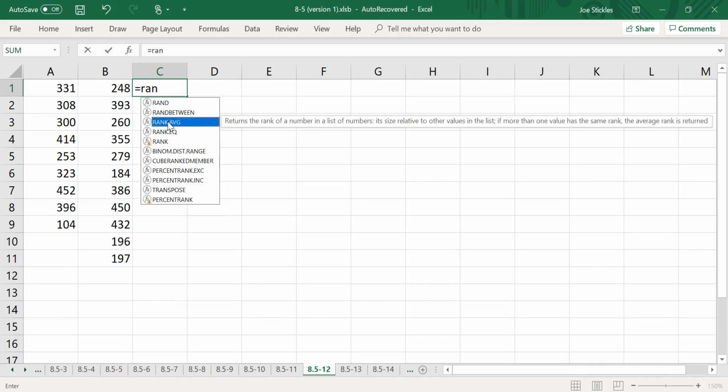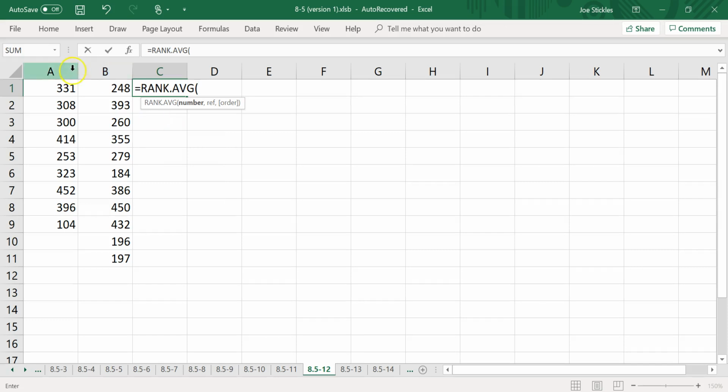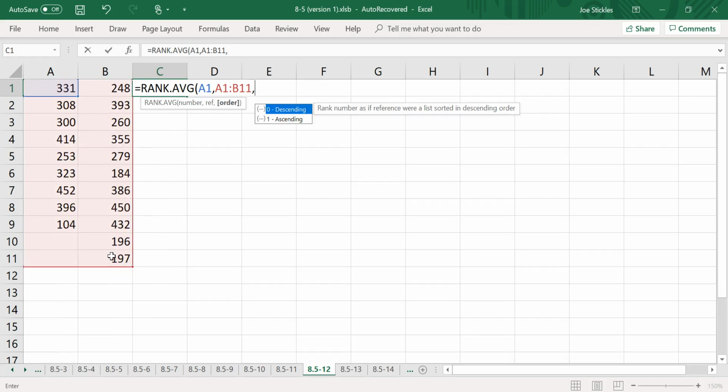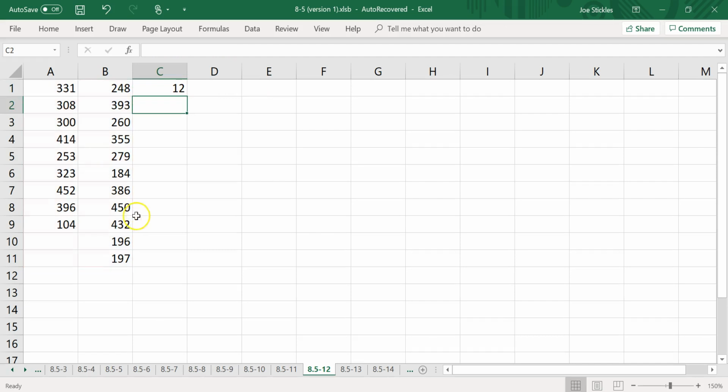Why can I not do what I want to do today? Rank average of A1 compared to this. And then we want to do ascending order, since Sid gave us the shortcut. Right? And all we care about is the ranks of the first column. So I can copy that.